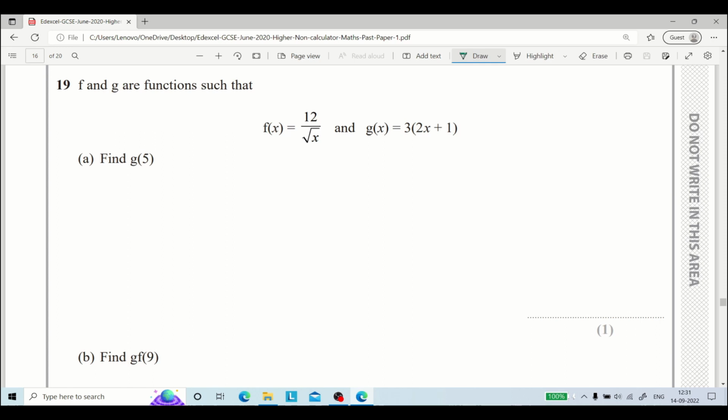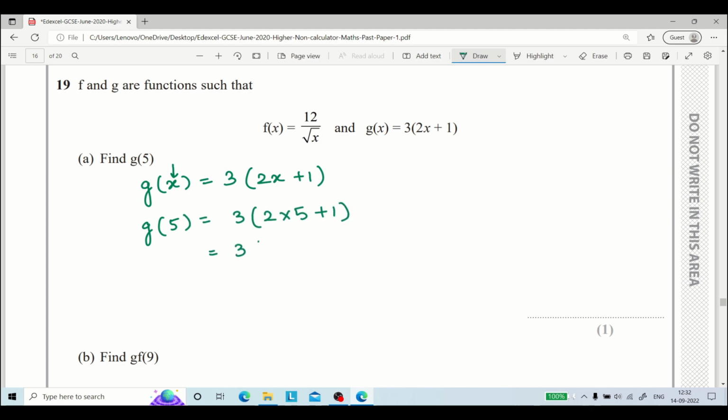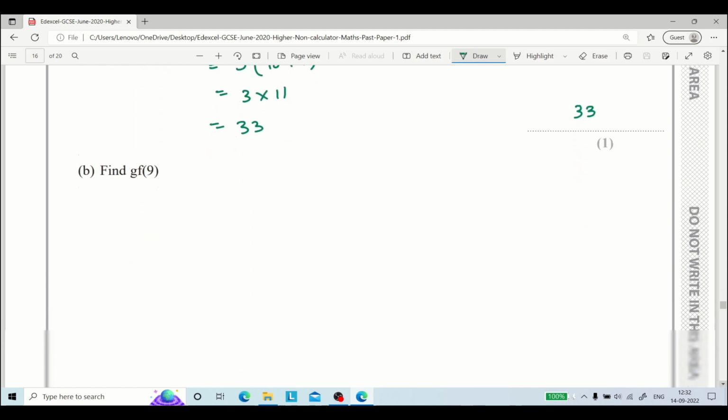Question 19. f and g are the functions such that f of x is equal to 12 over root x and g of x is equal to 3 into 2x plus 1. Find out the value of g of 5. It's pretty simple. Given that g of x is 3 into 2x plus 1, wherever you are finding out x, just put 5. That's it. So that will give you g of 5 is equal to 3 into 2 into 5 plus 1. That is 3 into 10 plus 1, that is 3 into 11, 33. That is your answer.